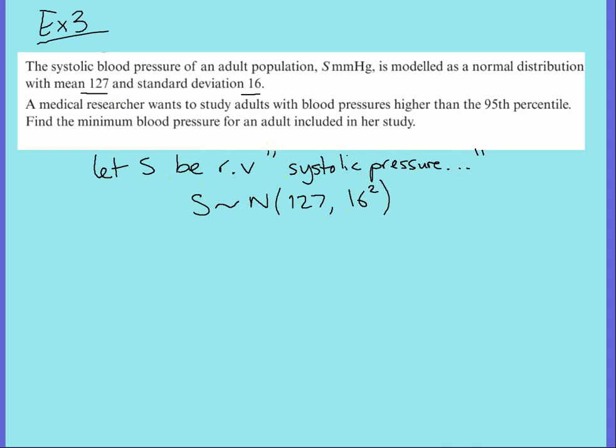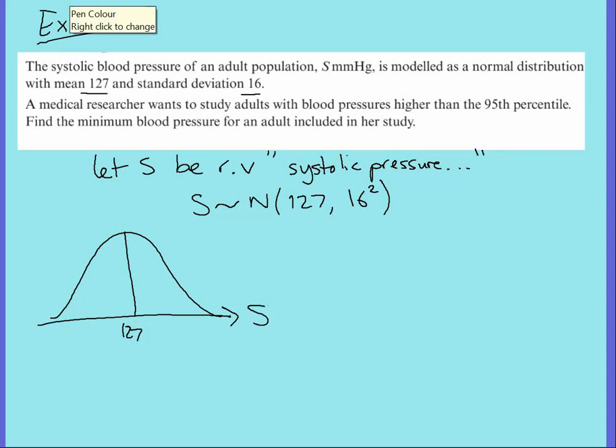A medical researcher wants to study adults with blood pressure higher than the 95th percentile. Now, this is an example out of the book, but the book is doing it in such a weird way using a table that you're not going to be given. So we've got S. We know this is 127, but we're only interested in the 95th percentile and higher. So that's going to be somewhere up here. So this is going to be 0.05. So we can use our calculators. We're going to use the inverse normal again.